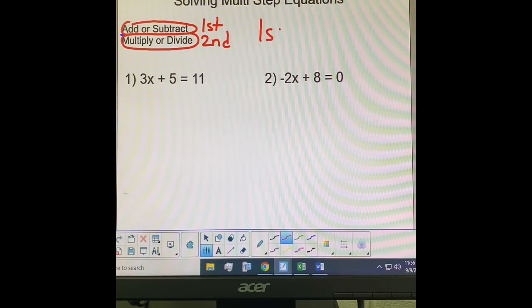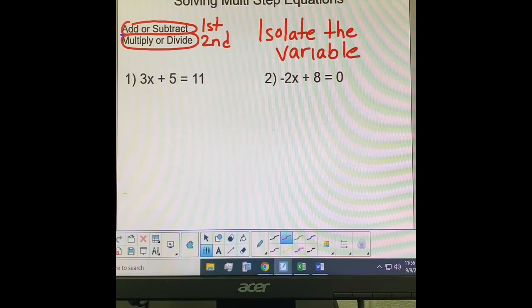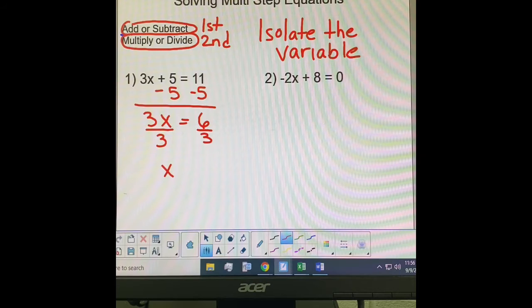For the first equation, x is the variable. It's multiplying by 3. It's adding 5. So you do the opposite of add, which is subtract 5. Then 3 is multiplying x. You do the opposite of multiply by 3, which is divide by 3.